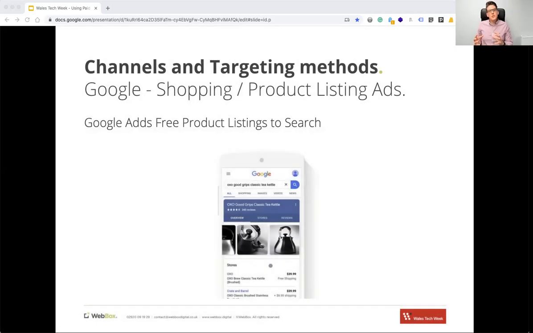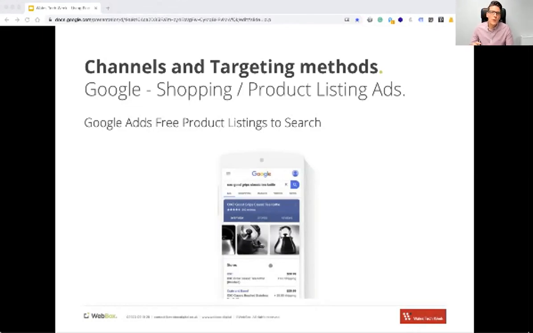Just a bit of recent news as well when it comes to Google Shopping. Google has announced it'll be introducing free product listings to its search results page. Earlier in the year, Google allowed free product listings in the shopping search tab. And now they've moved this onto search as well.